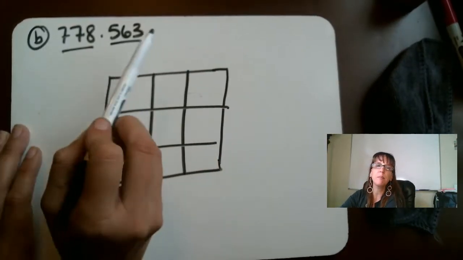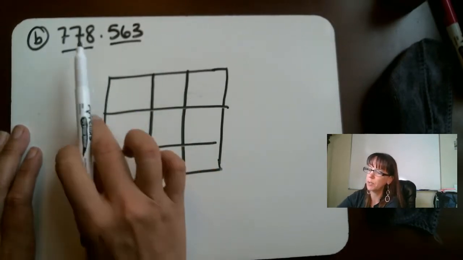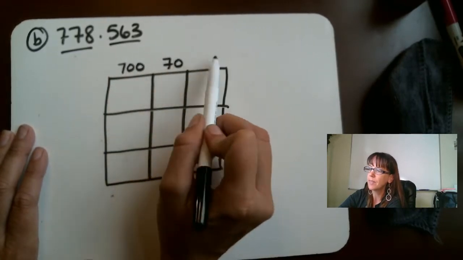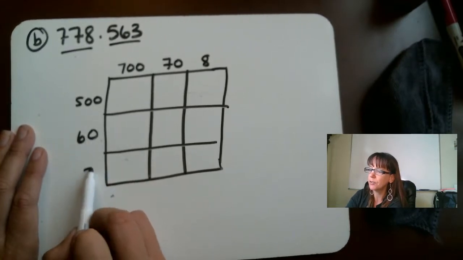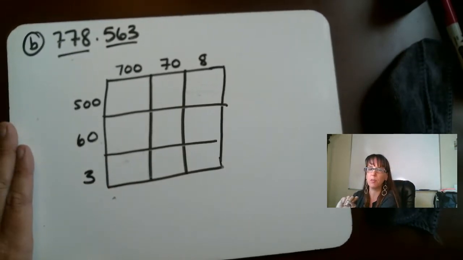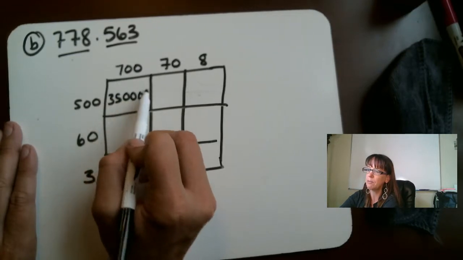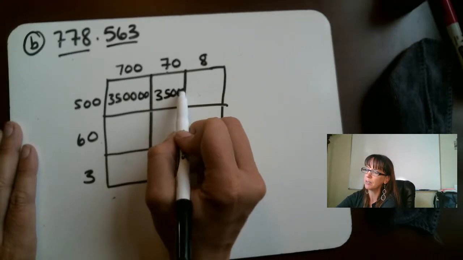All right, it doesn't matter if I put the 778 on the top or the side. You can put them on either side. But it's 778, and this is 563. All right, let's go to town on multiplying. 5 times 7 is 35 with 1, 2, 3, 4 zeros. 7 times 5 is 35 with 3 zeros.